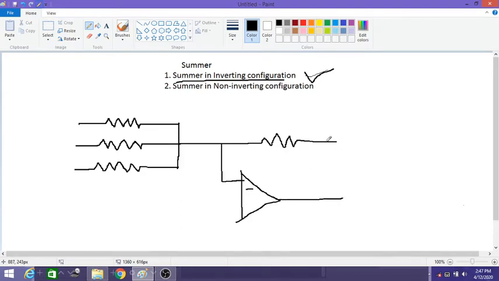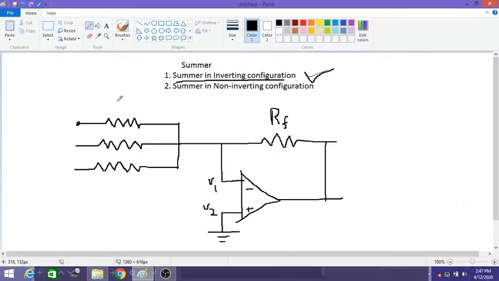Now the output is connected back to the inverting terminal through a feedback resistor RF. Now the other terminal is grounded, that is the non-inverting terminal is grounded here. So this is our V1 and the second terminal is V2.